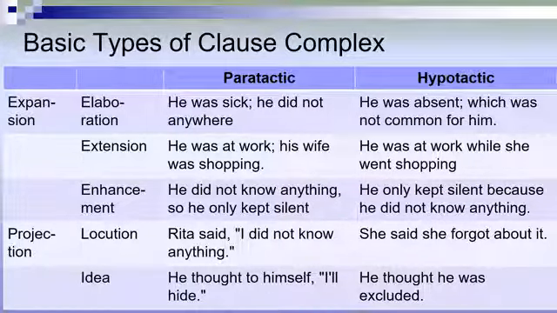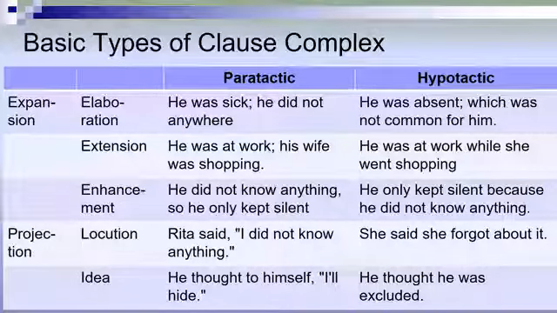In the paratactic relation, we have he was sick. He didn't go anywhere. There was a typing mistake here. He didn't go anywhere is connected to he was sick. It's an elaboration of his being sick. He was absent, which was not common for him. So here we have the connector, the conjunction, which marks the hypotactic relation. He was absent, which was not common. It's a detail. It's a comment on the first clause.